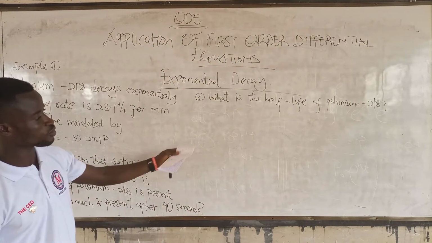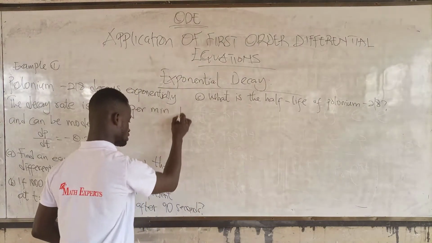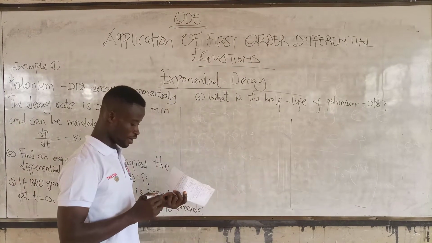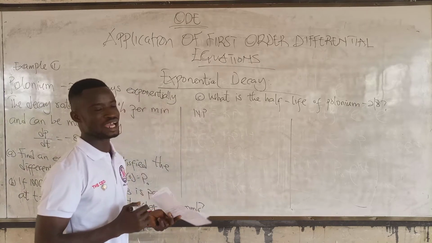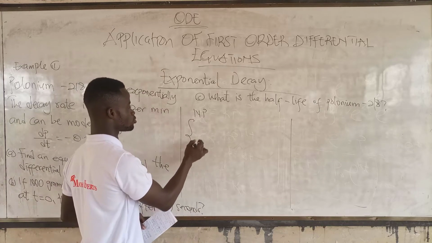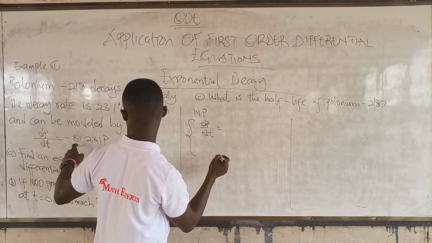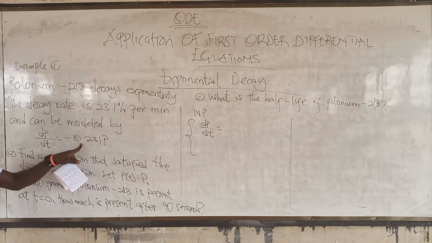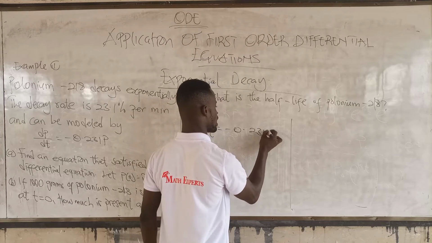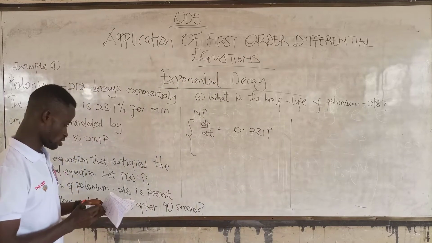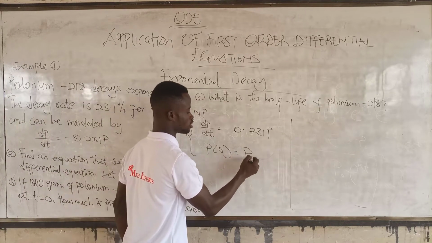Because of space, I would like to clean this part, or let me try and manage it here. Very good. So the first thing to do is to write the IVP. The IVP is going to be dP/dt equal to what is modeled here for us, negative 0.231 P. Very good. And we have the initial condition, P of 0 is P naught.